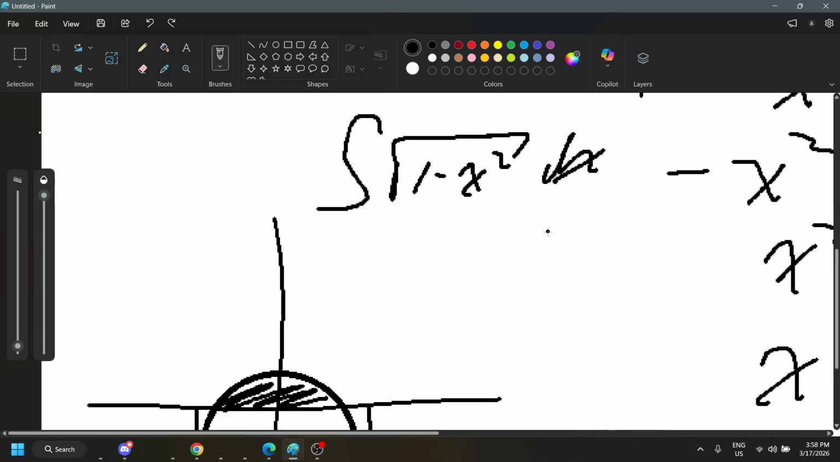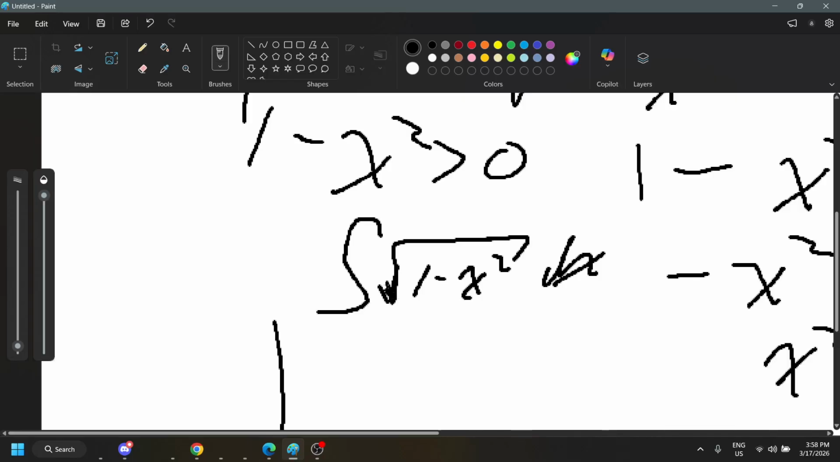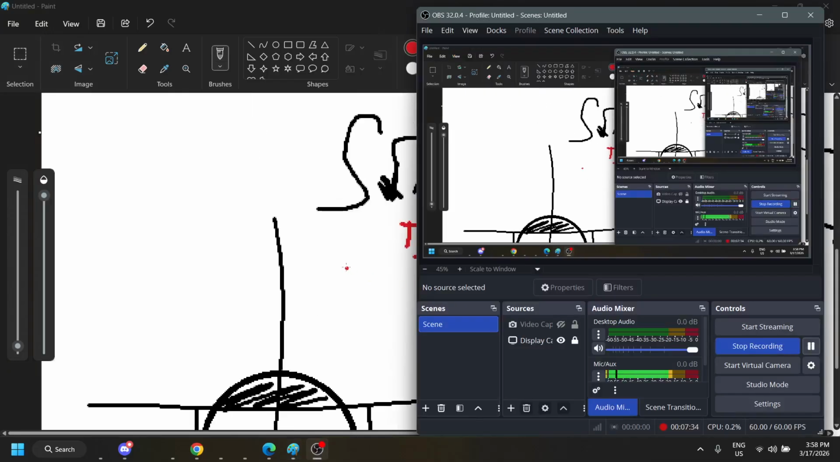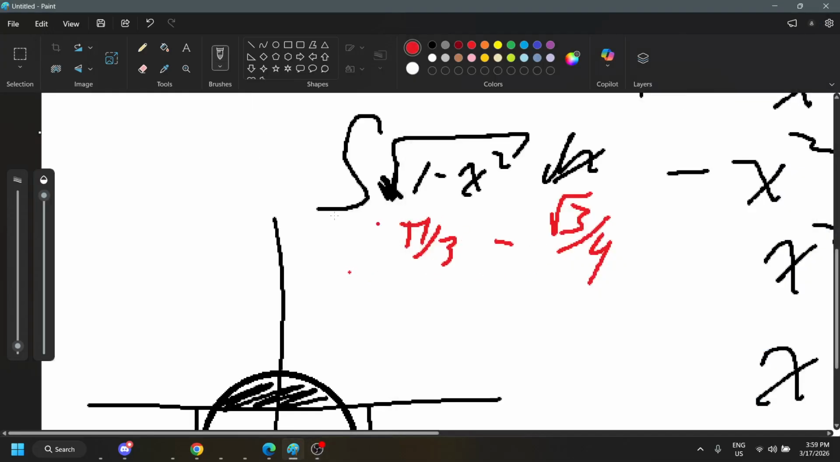I'm not sure. I really don't know. I'm gonna look at the answer provided and we'll see if we could reason it out. Okay, this was the solution. Pi over 3 minus root 3 over 4. I did not get a... No, I didn't even guess anything.